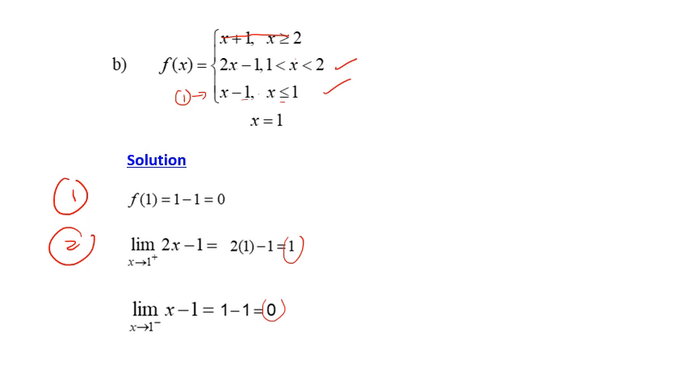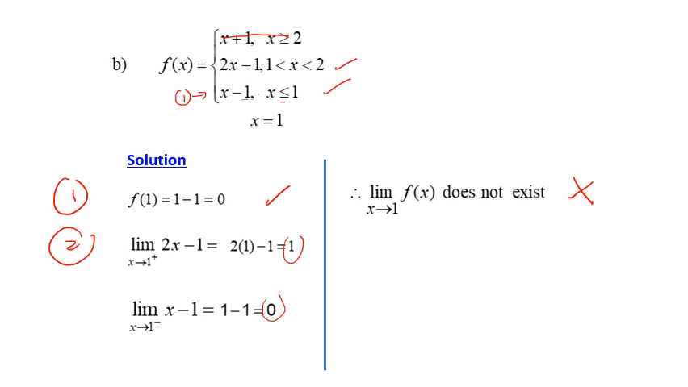See, we have different values. So since we have different values at the left and right-hand limits, we conclude that the limit does not exist. So the second condition already failed, so no need to proceed with condition number 3. Straight away we conclude that the function is discontinuous at x equals 1.